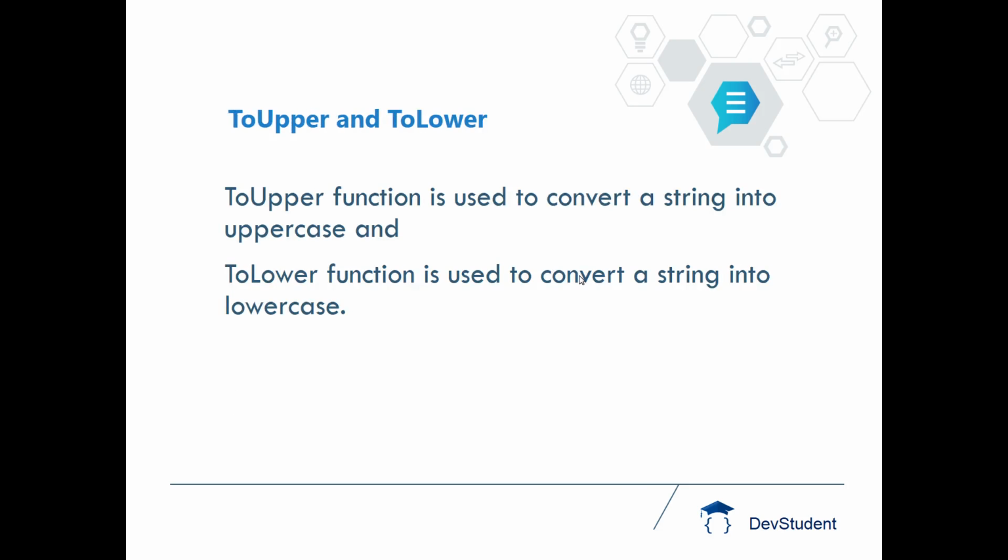So, toUpper and toLower. The toUpper function is used to convert a string into uppercase and the toLower function is used to convert a string into lowercase. If you have a string with a combination of uppercase and lowercase letters, and you want to convert that entire string into uppercase, you can use the method called toUpper. And if you want to convert that string into lowercase, then you can use a method called toLower.